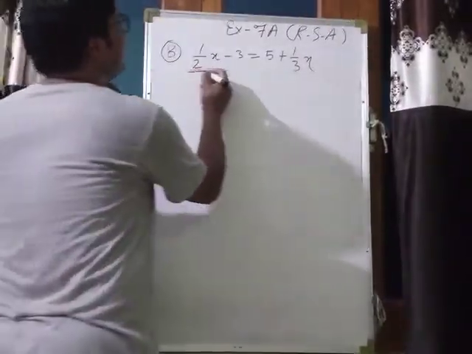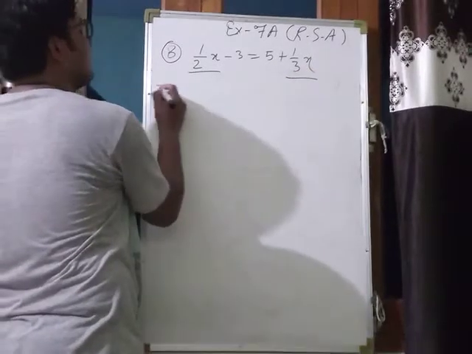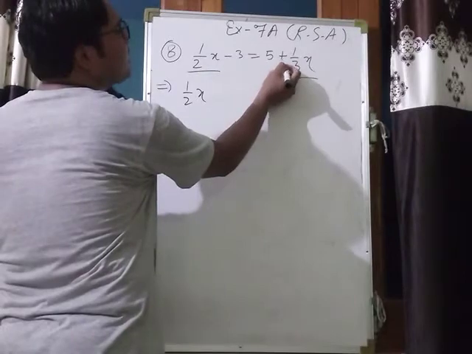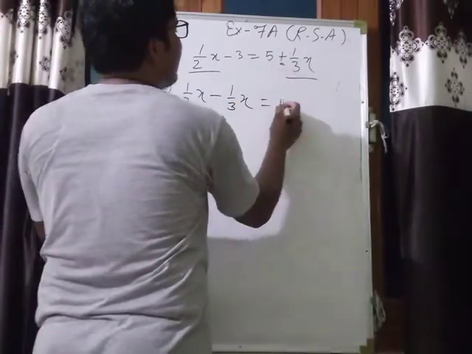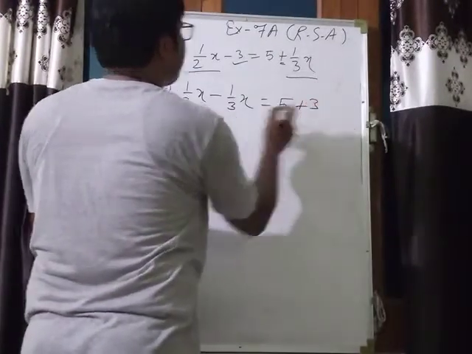So see, this is 1 by 2x and this is 1 by 3x. Transfer this 1 by 3x to the left side. What we have? 1 by 2x, and transferring this, which has a plus sign, it will be minus 1 by 3x. That is equal to 5, and you can see this is minus 3. Transfer this to the right side, plus 3.